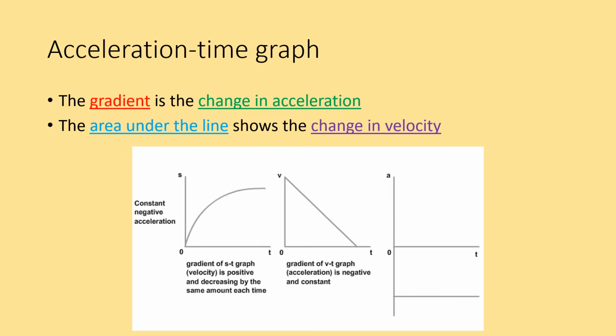If you transfer that over to a velocity time graph, you have a constant gradient, but negative. That means that it's exactly the same. It is a constant negative deceleration. And then if you apply this to an acceleration time graph, you have a horizontal line in the negative area, which means that obviously it's decelerating.